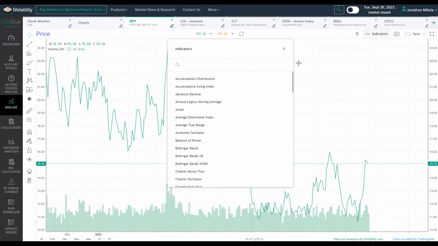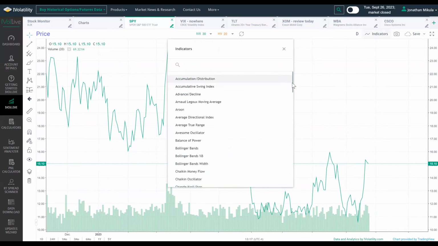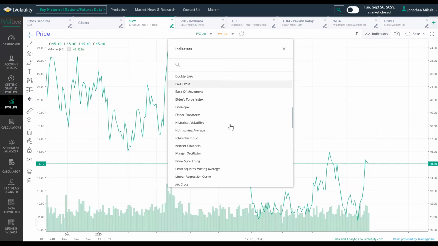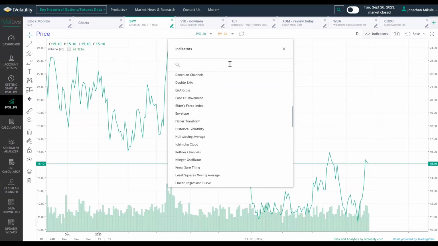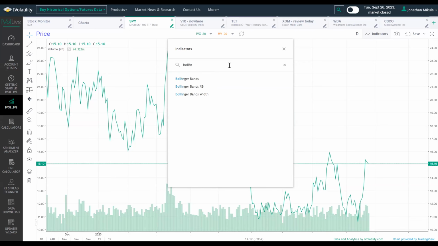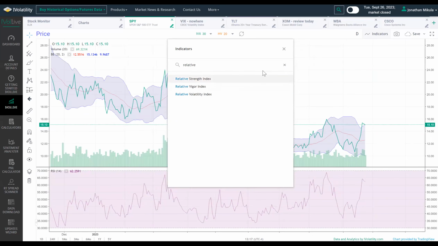What I like doing is applying some simple technical indicators. So this is a great example. These are all the technical indicators available to you within this charting view, from A to Z, alphabetical order. Virtually any technical indicator you could want to apply, you can do so. And if you know exactly what you want, you can type it in and it will pop up. If there's anything missing in here, just shoot us a note, support@ivolatility.com, and chances are we can add it.